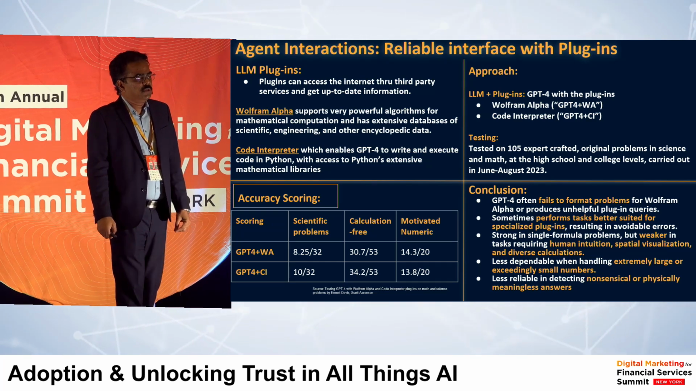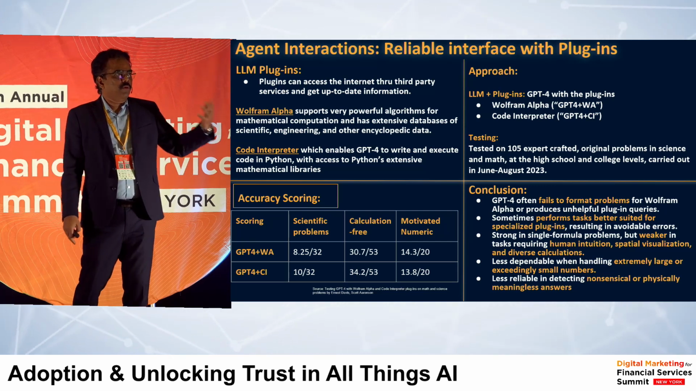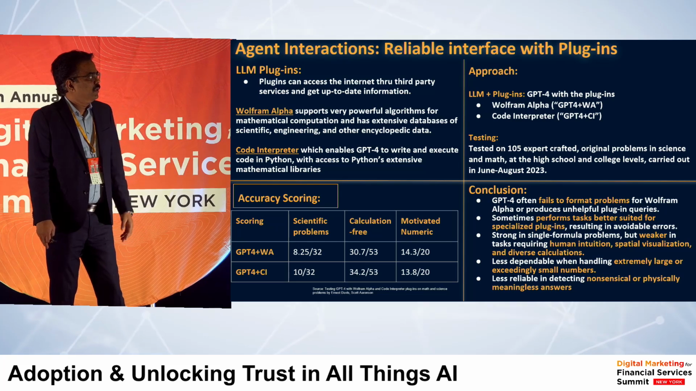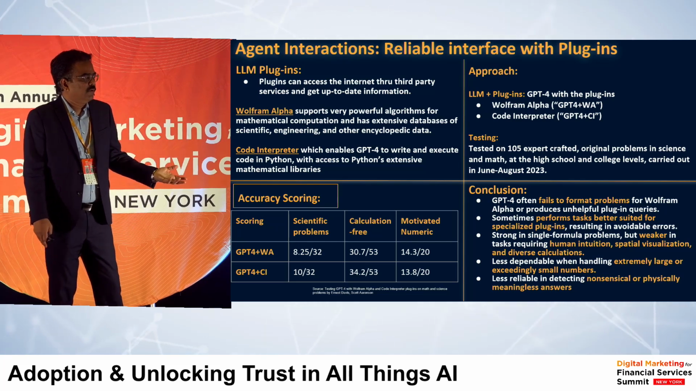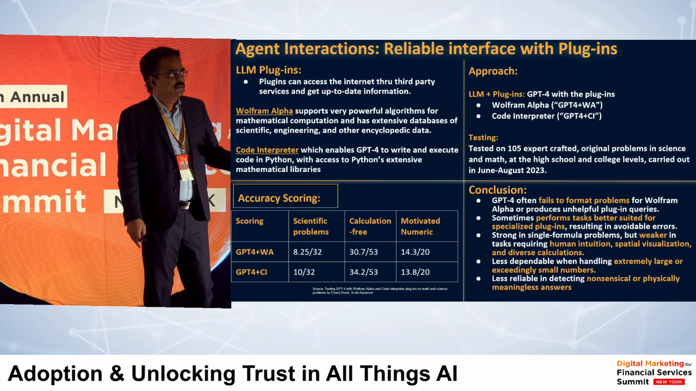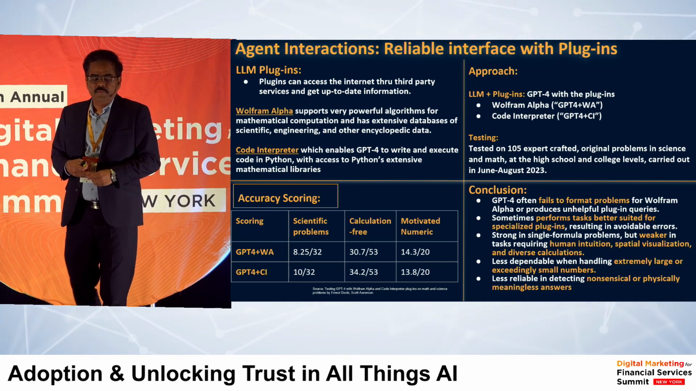The conclusion was the interactions are pretty random. Sometimes it fails to formulate the problem in the format required for these plugins. Sometimes it does the calculations by itself without giving anything to the plugins. Sometimes it is unable to identify nonsensical errors. So GPT-4 has a lot of challenges. There's a lot of room for improvement in this.